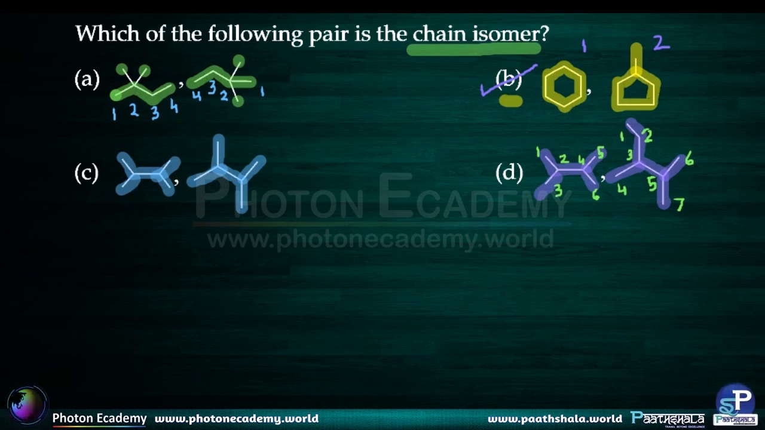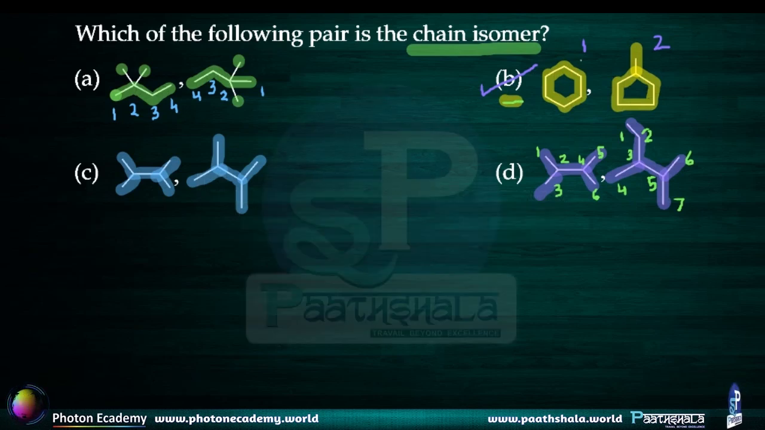Hence option B is the appropriate answer to this question, because the molecular formula of both the compounds, compound 1 and compound 2, is the same, but the arrangement of the carbon atoms within the chain has changed. Thus option B is the appropriate answer.